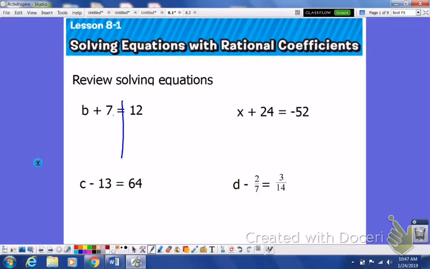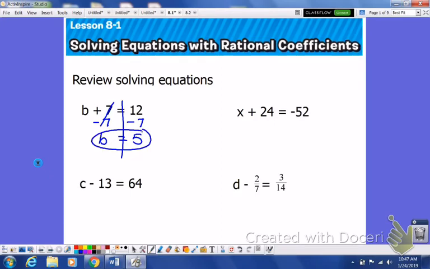So b plus 7. What is the opposite of plus 7? It means we're going to subtract 7. Whatever you do to one side, you must do to the other. That's why we draw the line. Make sure the same thing's on both sides. Now, 7 minus 7 is 0, so that's gone. So b equals 12 minus 7, which is 5. So b equals 5 is our solution.